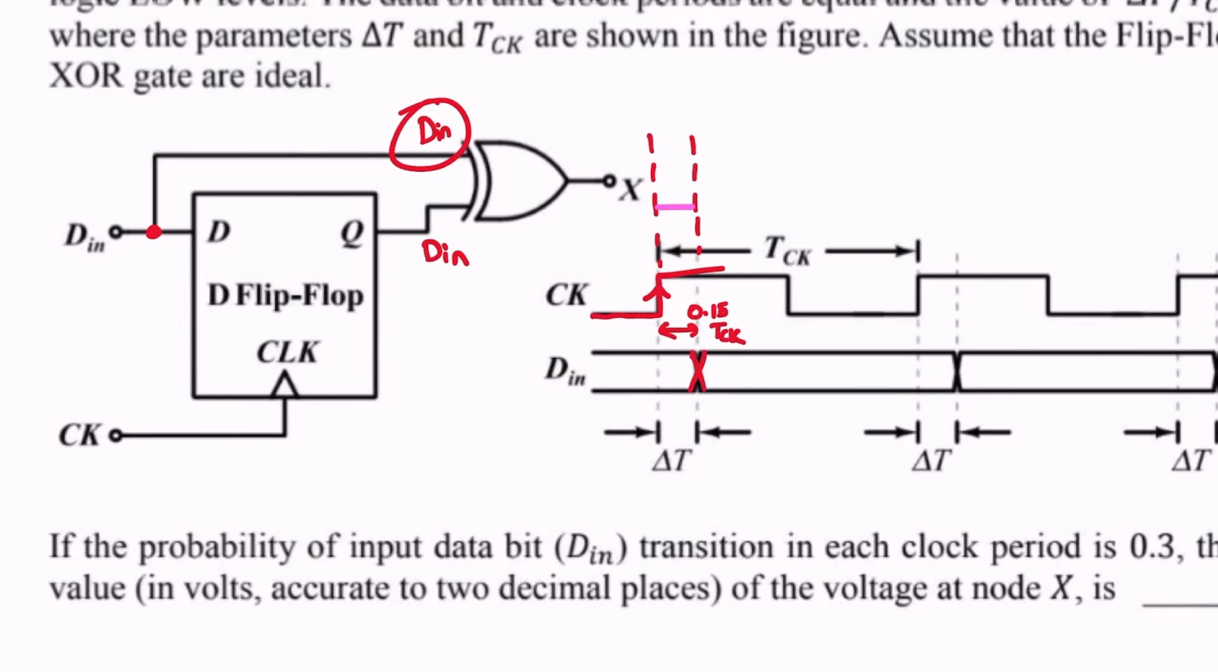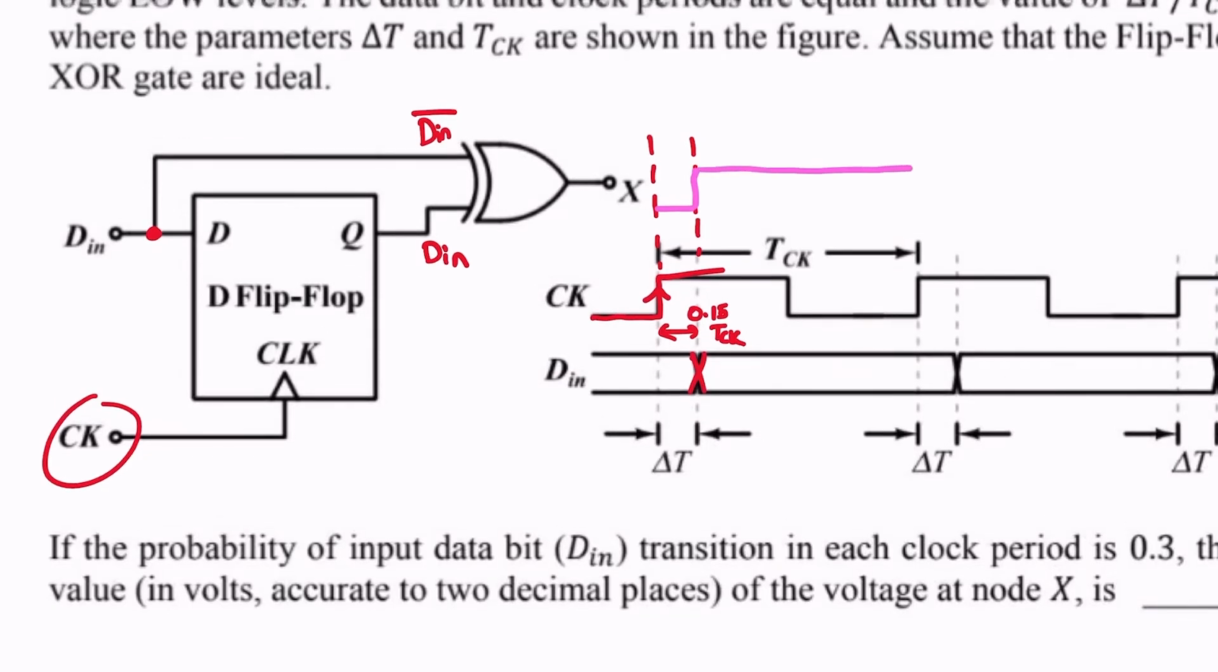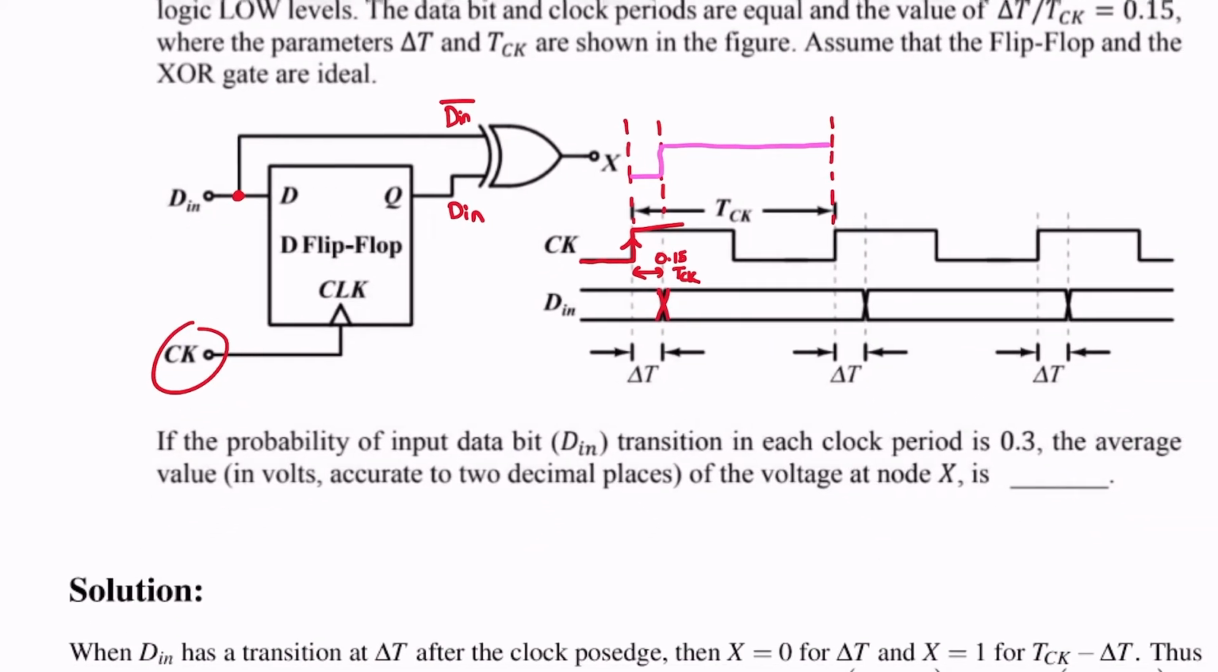Now as soon as D in flips, that is D in becomes D in bar, it will take until the next clock edge for D in bar to come here, right? So for the remainder of this clock period, the inputs are different to that XOR gate, and so you get this as the waveform. But remember, D in bar switching is not a guaranteed event.